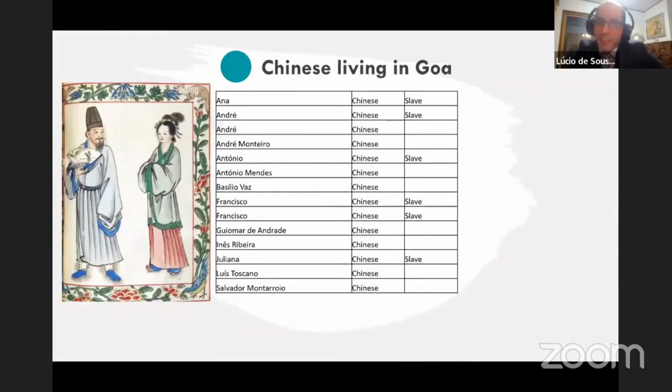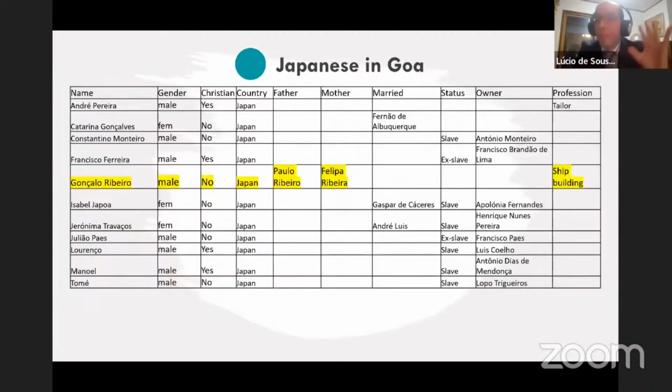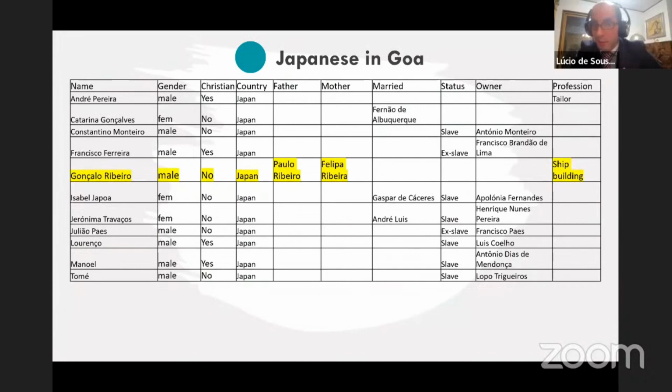We also find a lot of Chinese living in Goa. So I have a lot of information about them, about their parents, etc. Here, I'm just giving you a short list. And then I found these Japanese also living in Goa. I have many others and many cases that were mentioned by travelers that I included in some of my books, and I will show you that in the end.